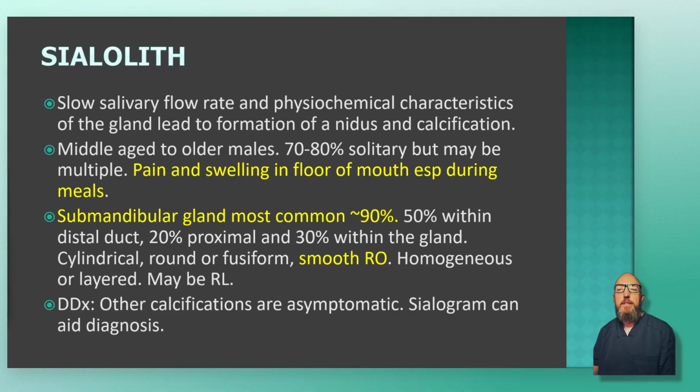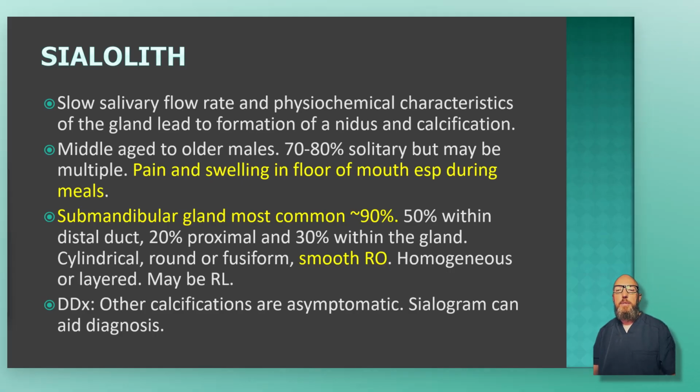Location, typically the submandibular gland, that accounts for about 90% of these cases. And of those, roughly half are going to be in the distal duct. 20% are going to be proximal, meaning closer to the gland itself, and then 30% will be within the gland itself. The appearance is going to be cylindrical, round, or fusiform, meaning cigar-like shape or football shape, typically smooth and radiopaque, homogeneous, or sometimes they look layered. Then just be aware some of them are so poorly mineralized that they appear radiolucent, you won't really see them on a radiograph.